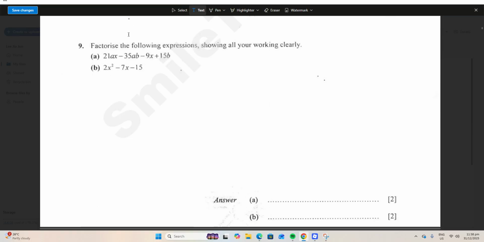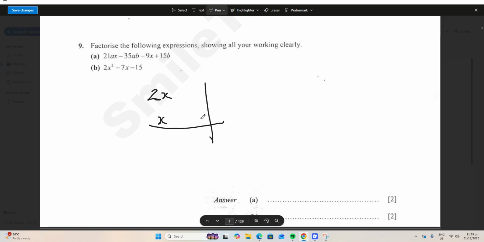Okay, let's go to the next question. 2x squared minus 7x minus 15. This one is just doing the cross table method, right? Let's try to draw the cross table method. I'm not very good at drawing. So this one will be 2x, and then this one will be x. Then let's test it out. It can only be 2x and x, right?